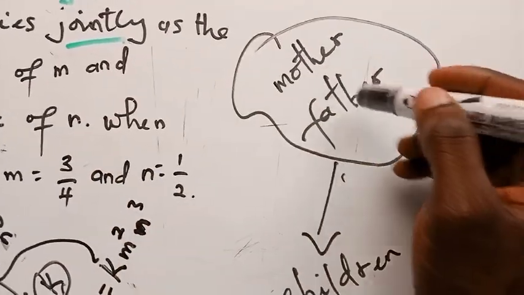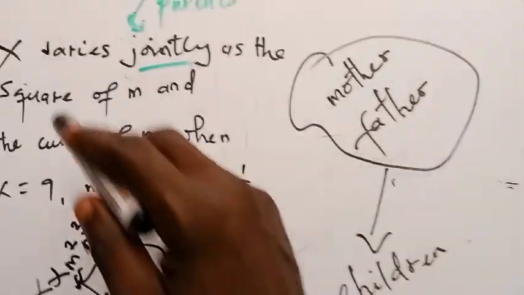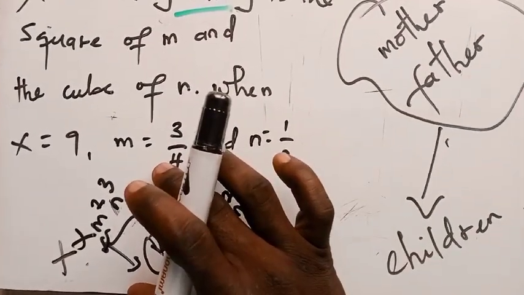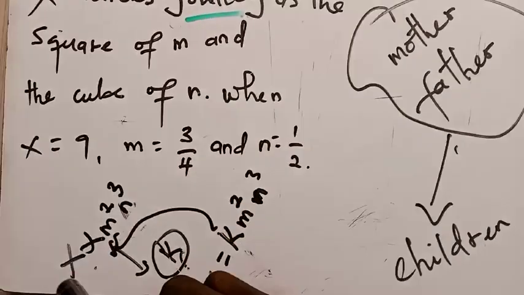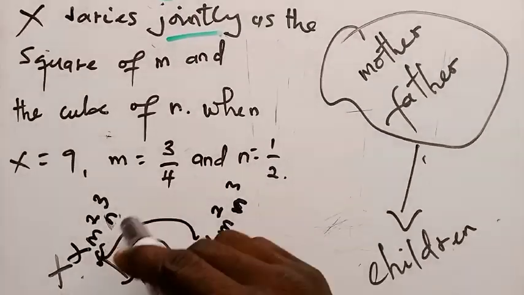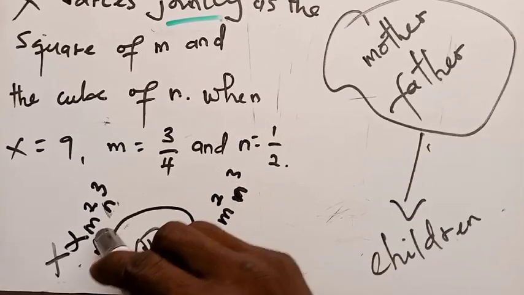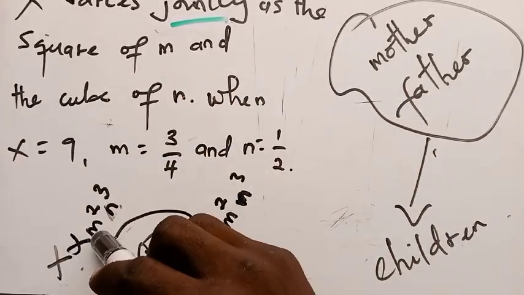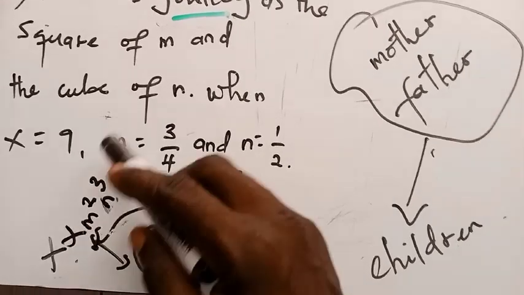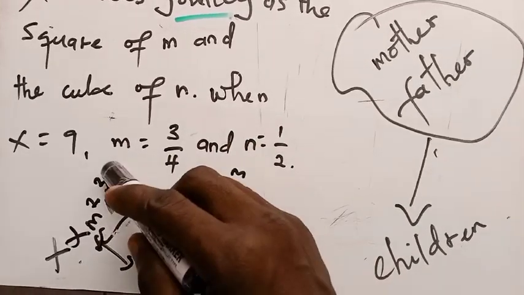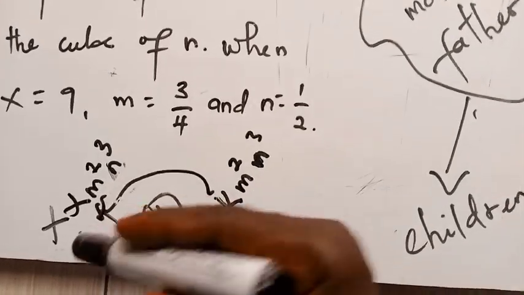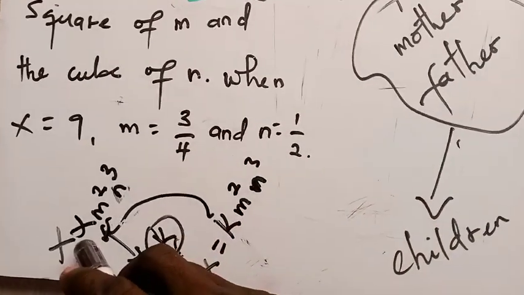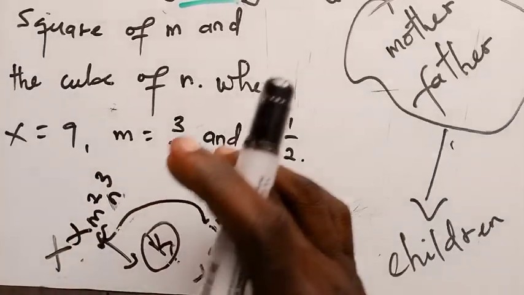That is just a simple scenario. So jointly, that's your mother and your father, and X is assumed to be the child. But how do you write this variation expression? That is exactly what I have here. They say X varies jointly as the square of m, so that is the square of m, and then the cube of n, so that's the cube of n. This is the variation symbol. I don't know which symbol you use at your institution, but if you're using something different, all that matters is the understanding.